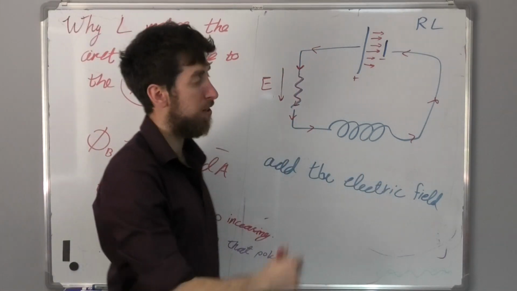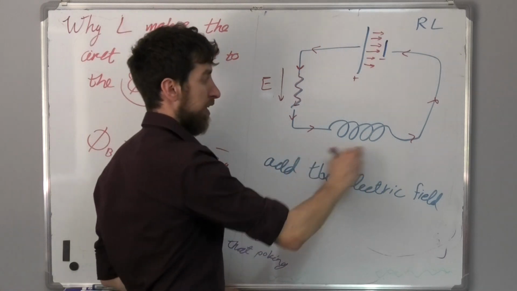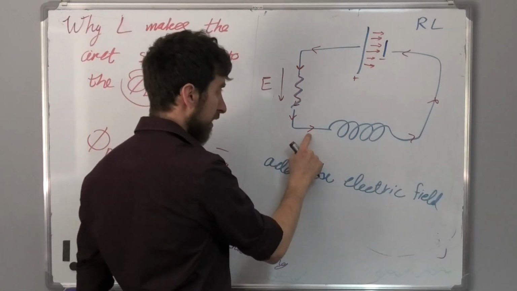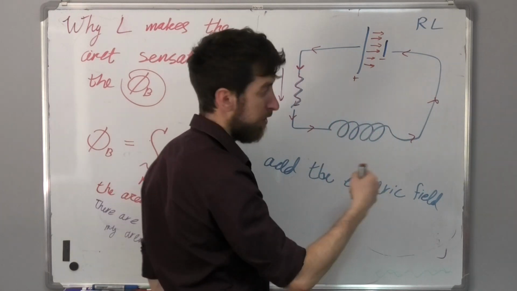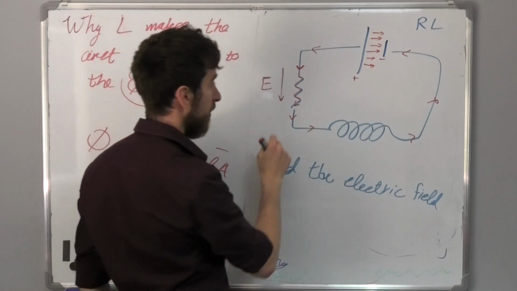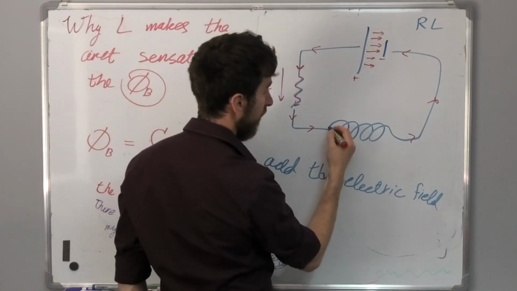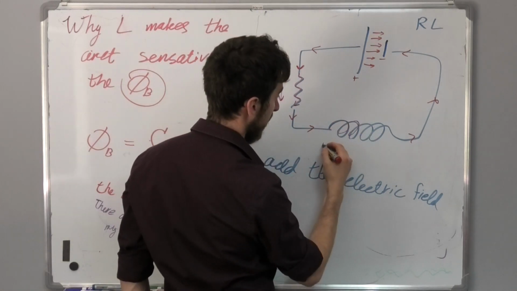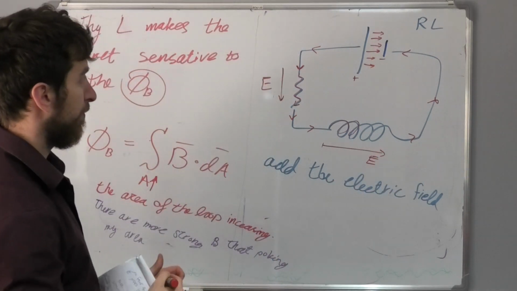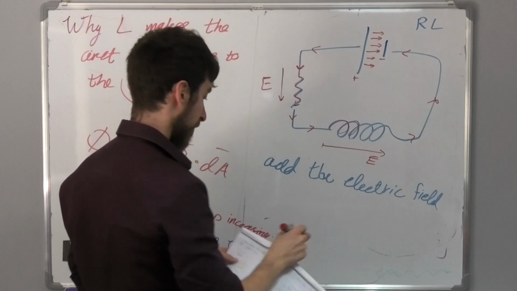And if I look at the loops of the coil, the inductor is actually an ideal conductor. It's like this line, just turned around, right? It's not dissipating any energy, like the resistor does. So here I can say confidently that the electric field is going in this direction. So that's what's going on here.